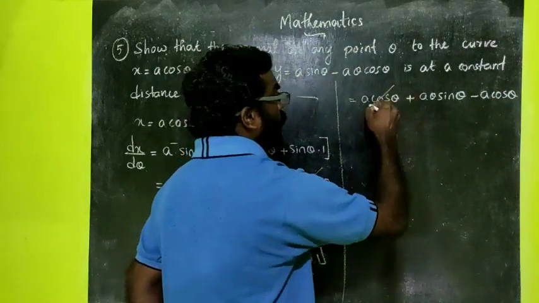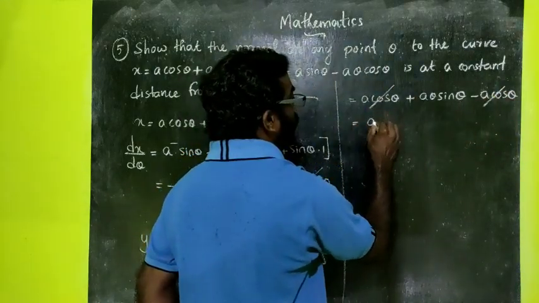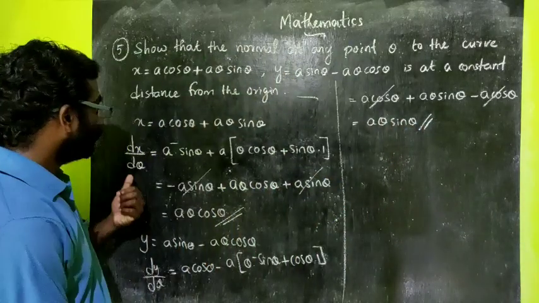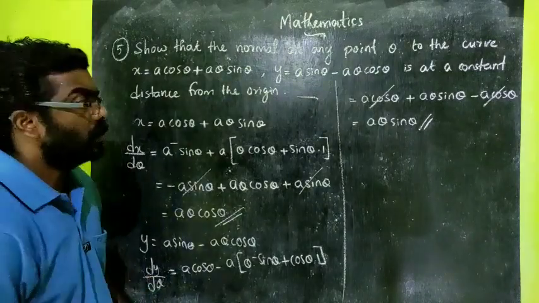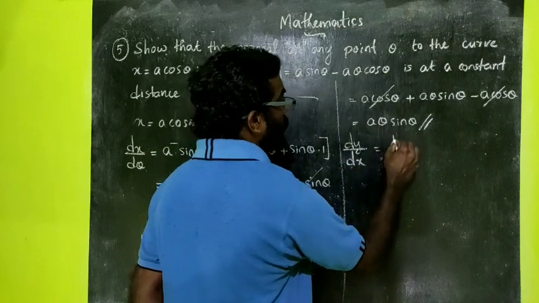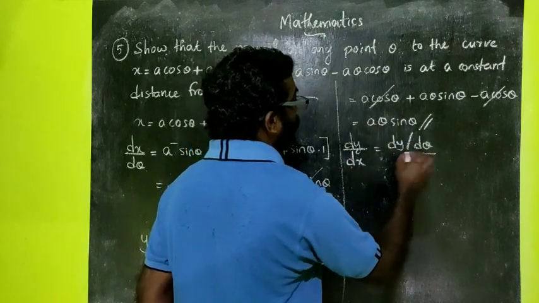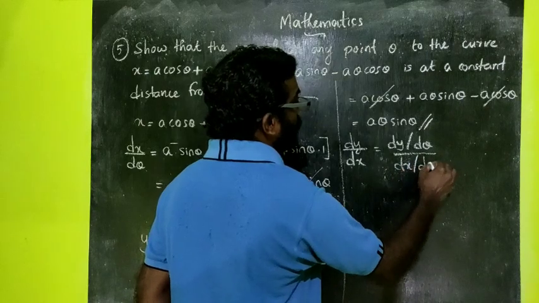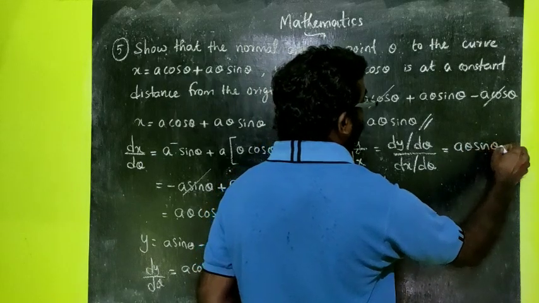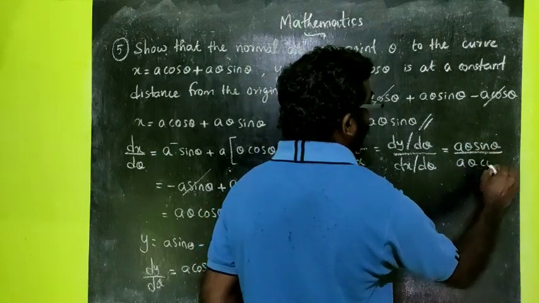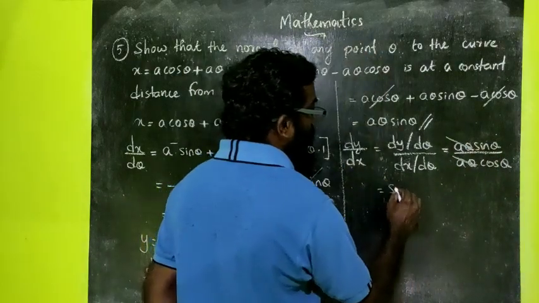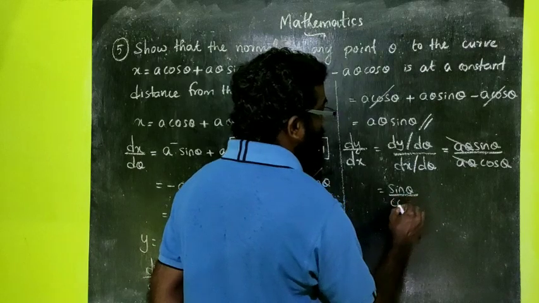Here we can cancel A cos theta minus A cos theta. The remaining is A theta sin theta. Okay. Now we got the values of dx by d theta and dy by d theta. From this we can find dy by dx. So dy by dx is equal to dy by d theta divided by dx by d theta, which is equal to A theta sin theta divided by A theta cos theta. Okay, A theta we can cancel. The remaining is sin theta by cos theta.